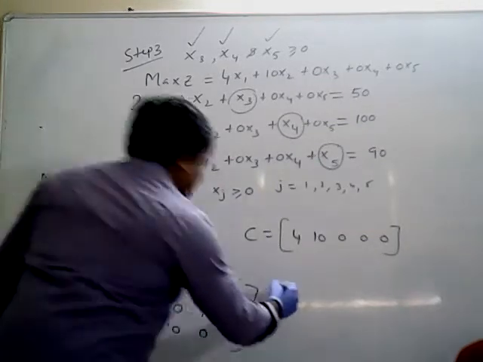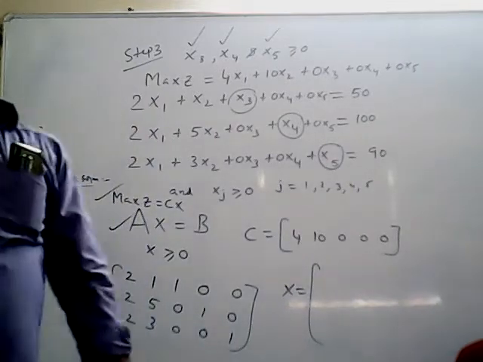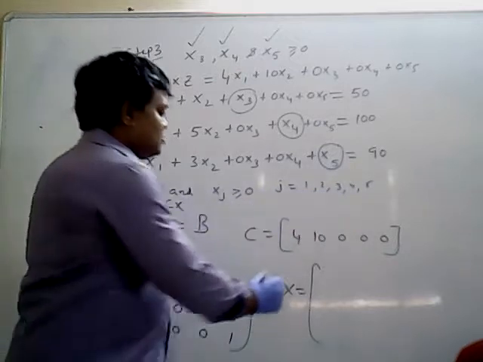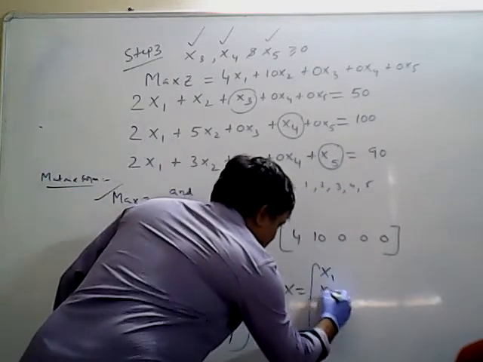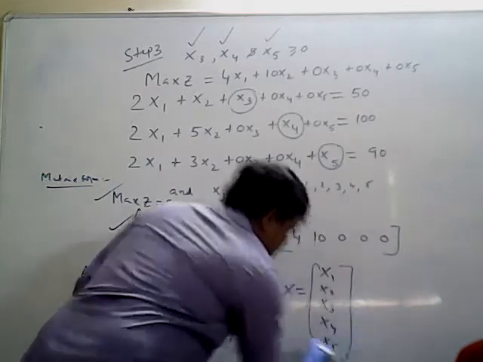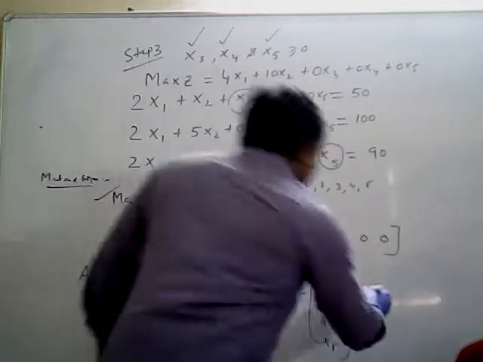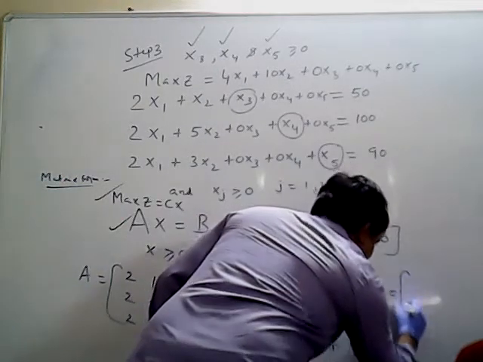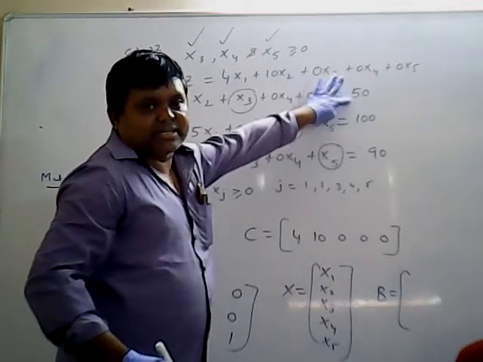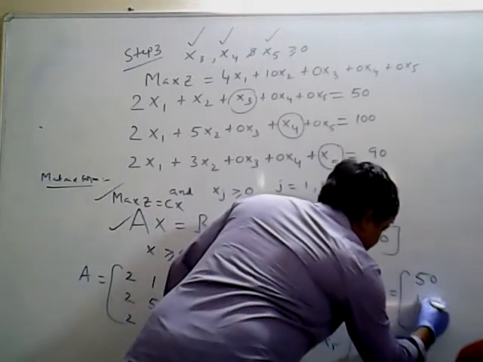Next, the X matrix. So X I will write here. What is X? X is nothing but the decision variables. How many decision variables are there? 5. So that means X1, X2, X3, X4, X5. Last, the B matrix. B is the right hand side values. This is the B matrix. What are the right hand side values? 50, 100, 90.